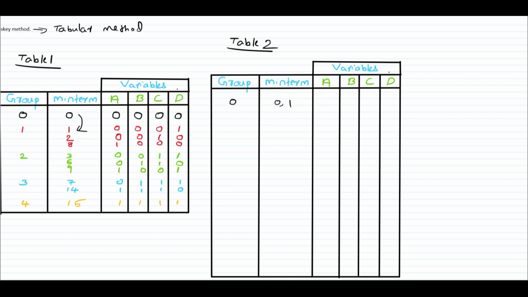And here A is 0 for both 0 and 1. B is 0 for both 0 and 1. You can check. And C is 0 for both 0 and 1. But D is different. So we will put a dash there.